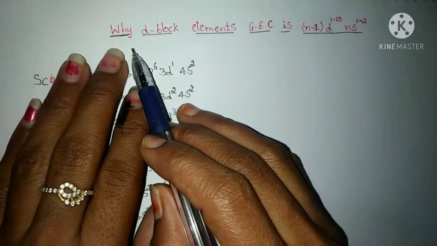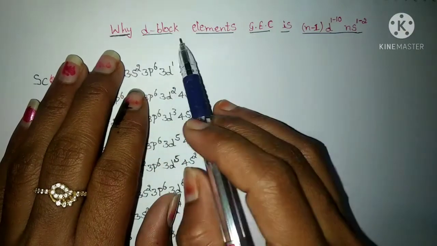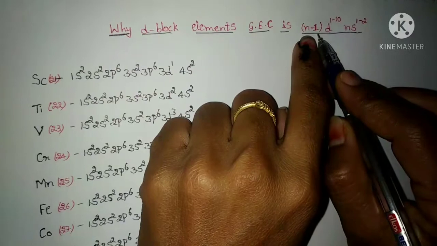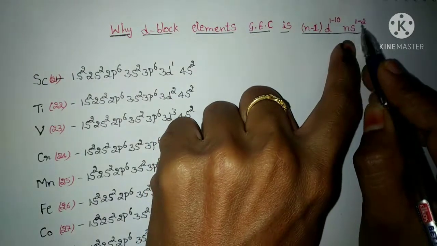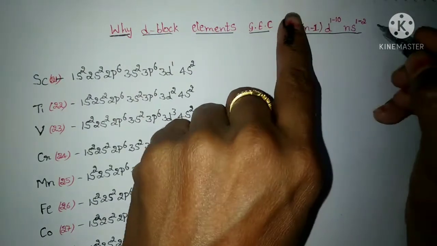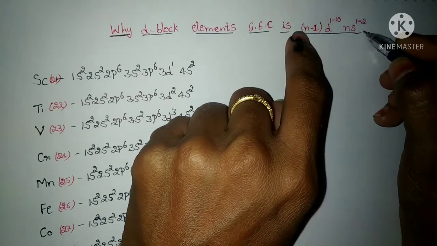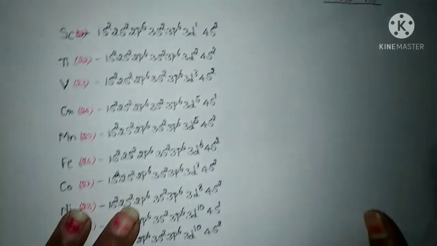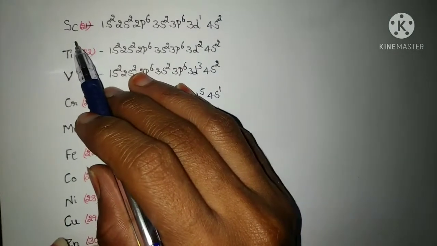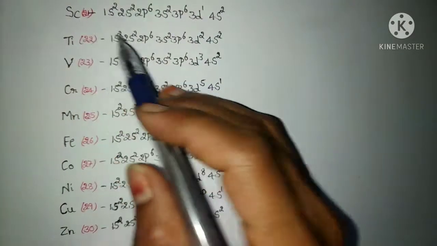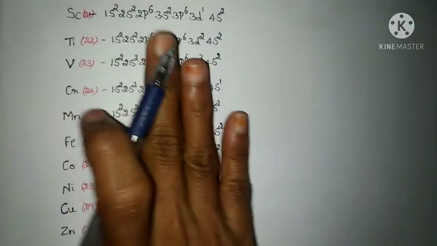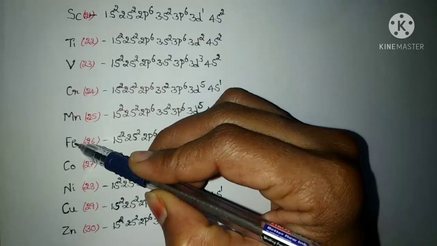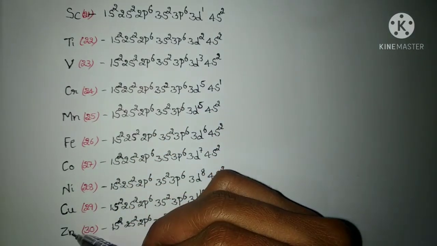In this video we are going to discuss why the d block element general electronic configuration is (n-1)d1 to 10, ns1 to 2. Okay, this is the general electronic configuration for d block elements. But how did we get it? Please observe the elements present in the fourth period. These are the d block elements: scandium, titanium, vanadium, chromium, manganese, iron, cobalt, nickel, copper, zinc.